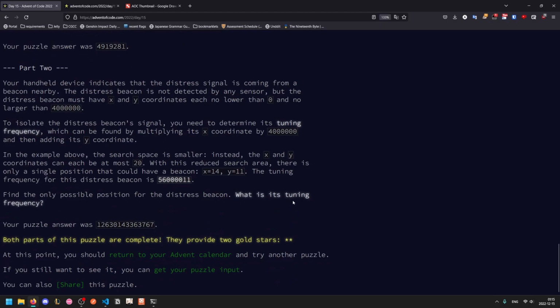The device indicates that the distress signal is coming from a beacon close enough, and it isn't detected by any sensor. But we know we have bounds for the coordinates. The x and y cannot be outside of 0 and 4 million. So that's what our device is telling us. To isolate the signal, we need to find its tuning frequency, which is the x coordinate times 4 million plus the y coordinate, which is really just converting the xy coordinates into base 4 million so that we can submit it to the problem as one number. In our test example, the search space is going to be smaller: the x and y coordinates are going to be up to 20 instead.